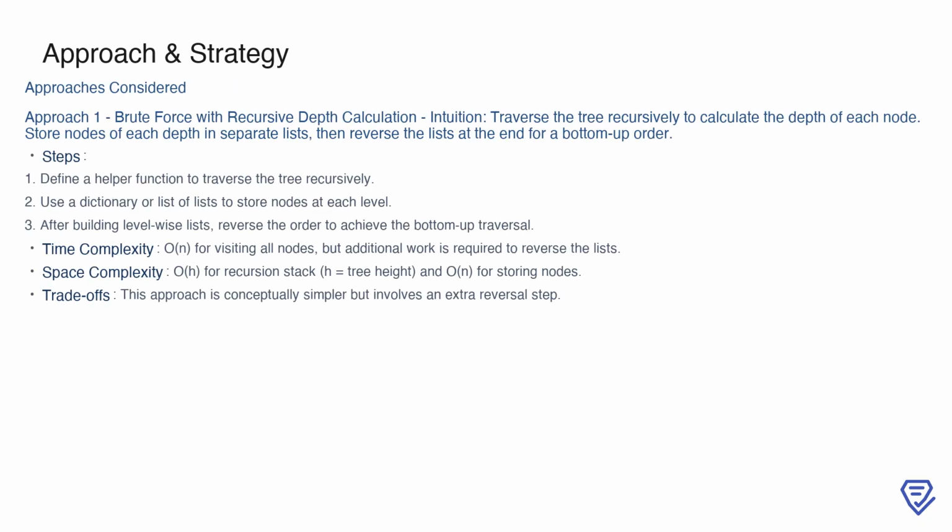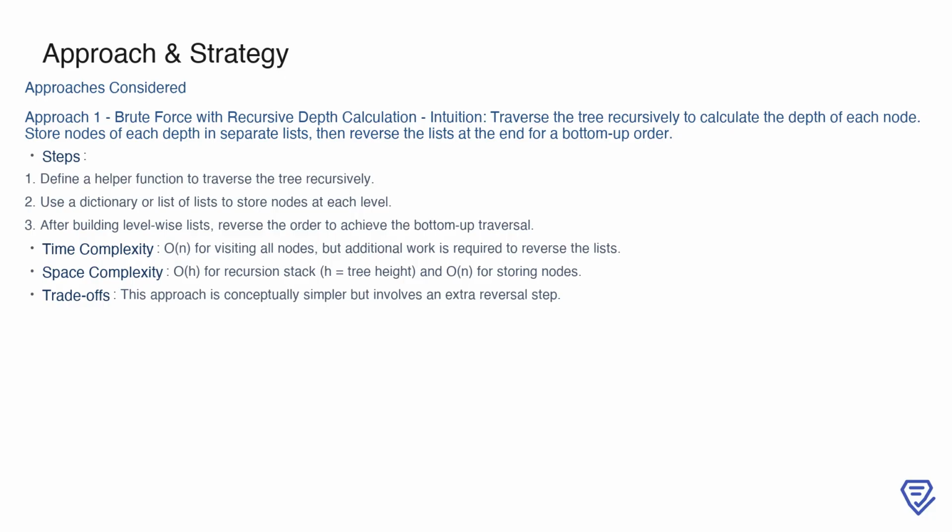To begin, let's consider the first approach, a brute force method using recursive depth calculation. The intuition here is to traverse the binary tree recursively and calculate the depth of each node as you go. For each depth, you store the nodes in separate lists or a dictionary. Once this is done, you reverse the collected lists to achieve the desired bottom-up order. The steps involve defining a helper function to handle the recursive traversal, using a data structure to organize nodes by their levels, and finally reversing the order of these levels.